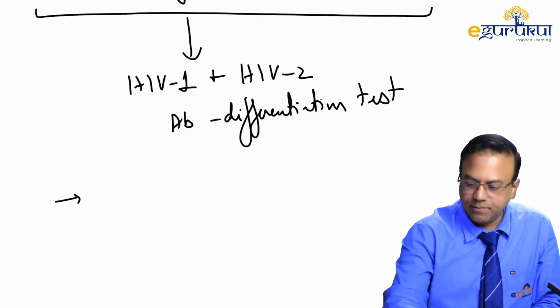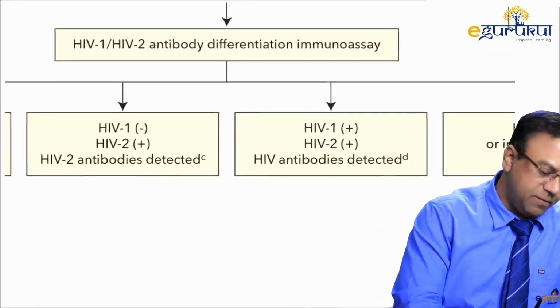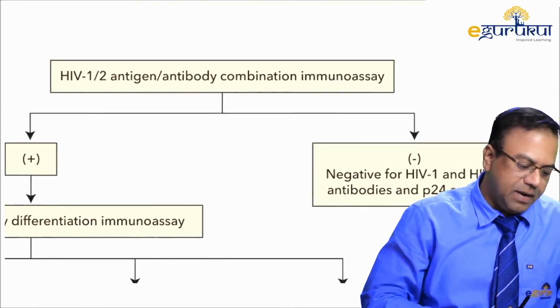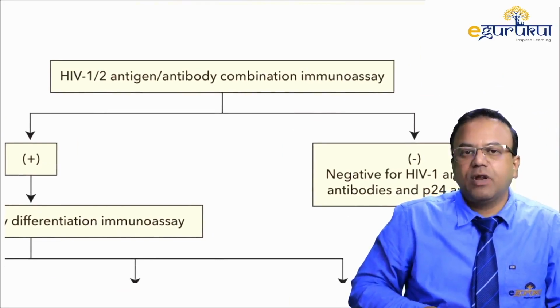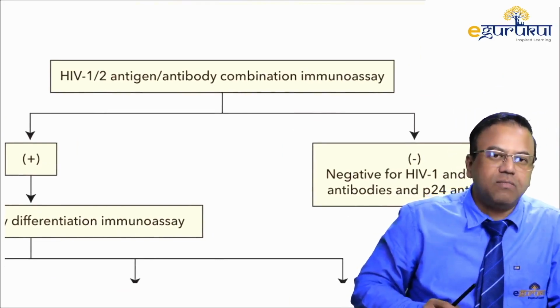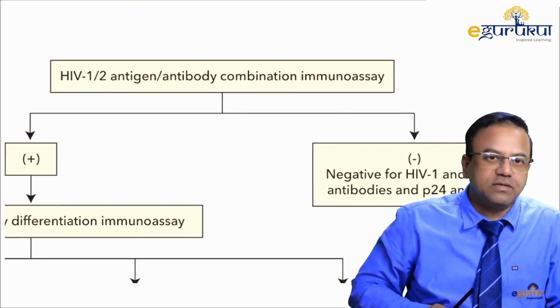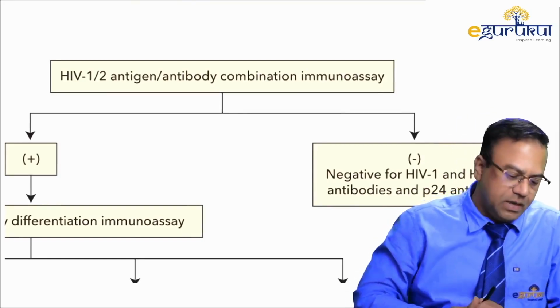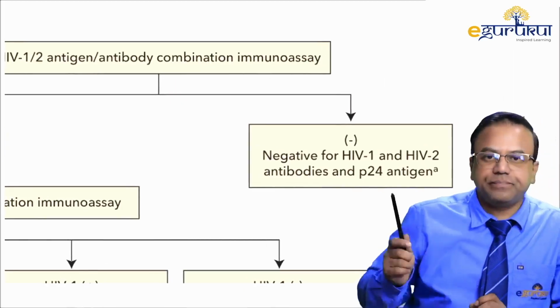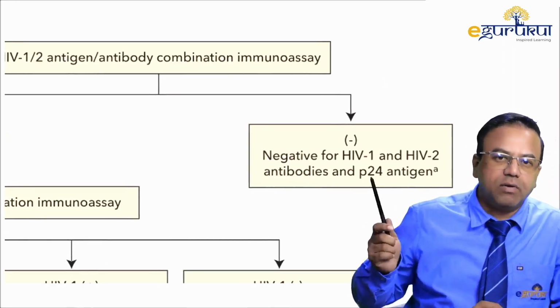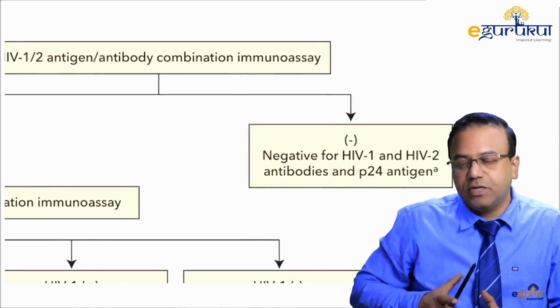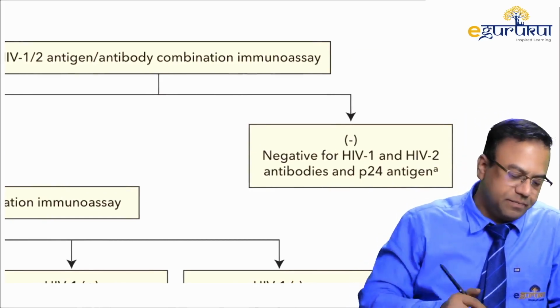You can see how we start. First of all, we do a combined HIV-1/2 antigen-antibody combination assay. The antigen they're talking about here is the P24 antigen. So it is the P24 antigen and antibody combination assay. This is known as the 4th generation ELISA. If this is negative, then obviously we are ruling out HIV, because this test, the combination of it, is supposed to be highly sensitive.